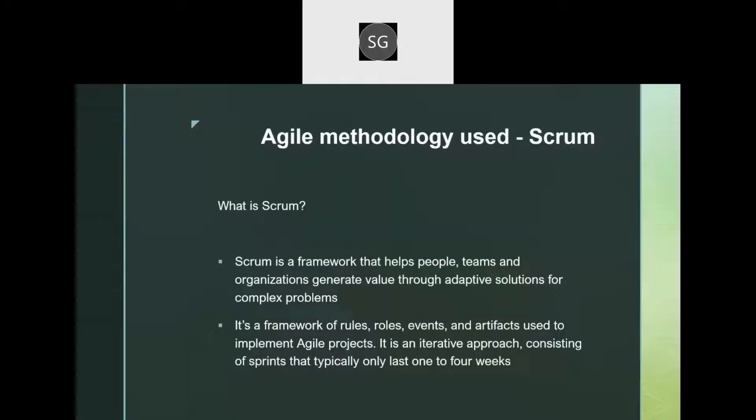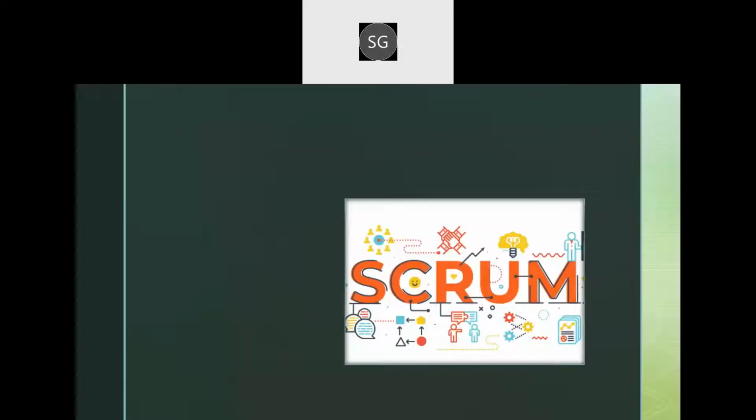So for doing this project, we have made use of the agile methodology called Scrum. So Scrum is basically a framework that helps people, teams and organizations to solve problems which are complex, and it's a framework that has lots of rules, roles, events, and artifacts, and these are used to implement agile projects. So it is an iterative approach consisting of lots of sprints that typically only last 1 to 4 weeks. So at the end of every sprint, a deliverable is the output of the sprint.